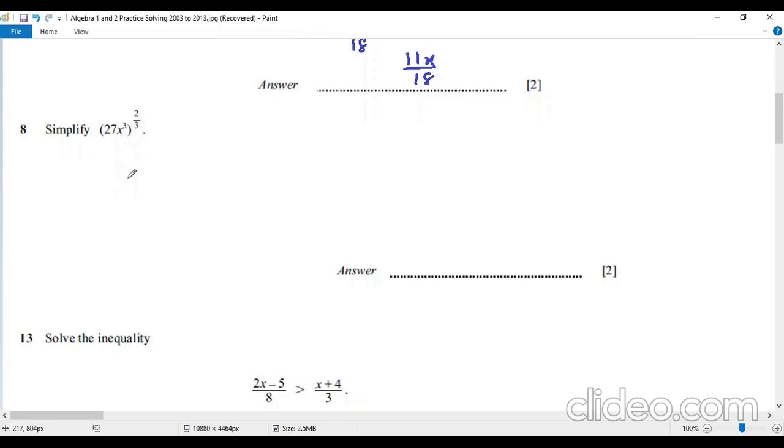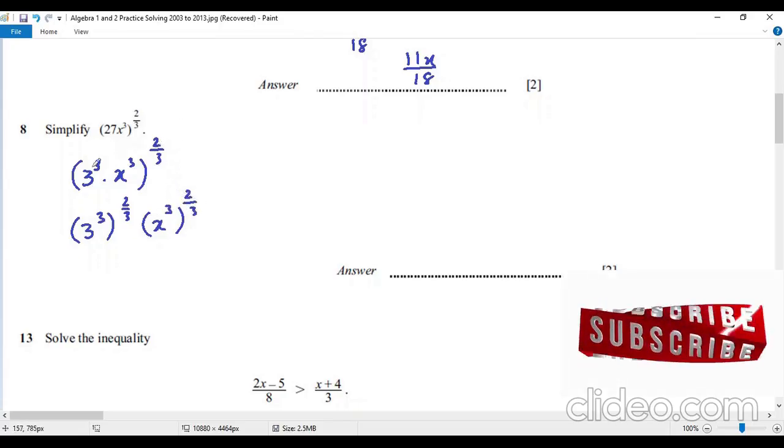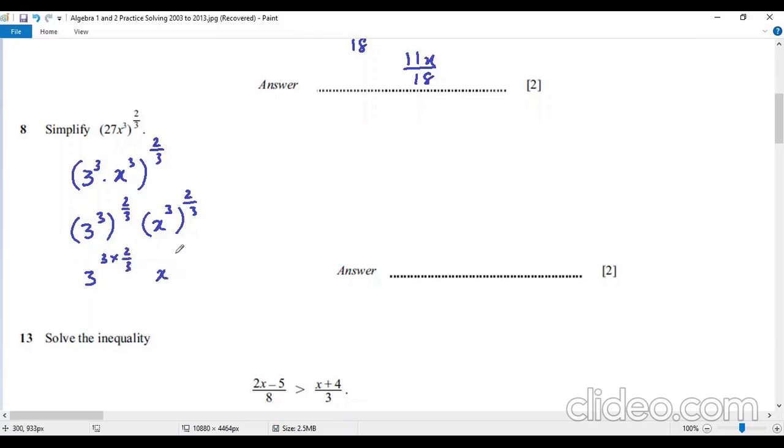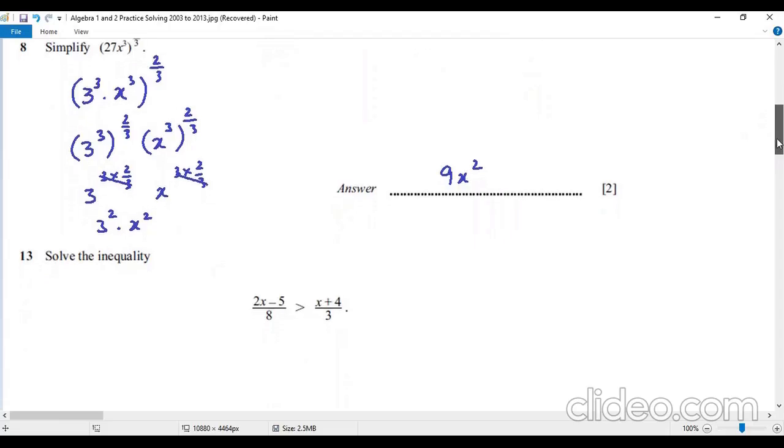The question is 27x cubed as a power of 2 over 3. So I know very well that 3 cubed is 27, and x cubed as a whole is to the power of 2 over 3. This exponent applies to both of them, so I will write it this way: 3 cubed to the power 2 over 3, and x cubed also has a power of 2 over 3. So this power is for both of them. And I will write next 3 times 2 over 3, and x to the power 3 times 2 over 3. These threes are going to cancel. So as an answer, I will have x squared. So that means the final answer is 9x squared.